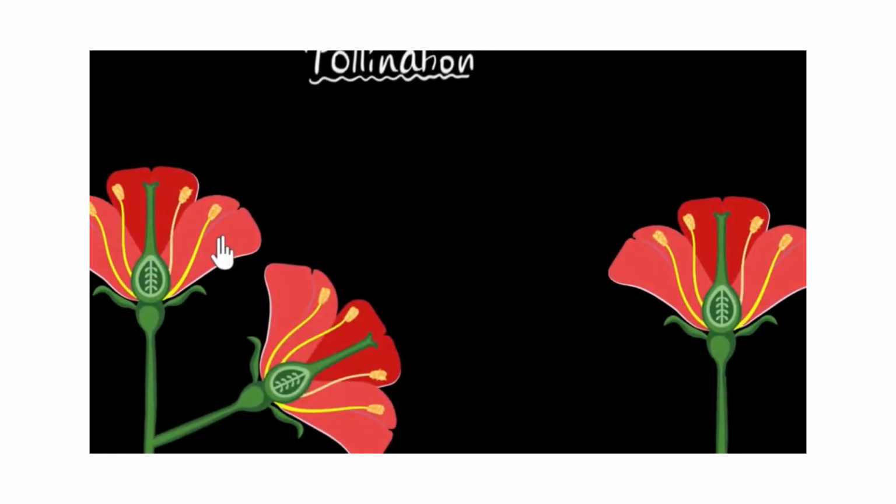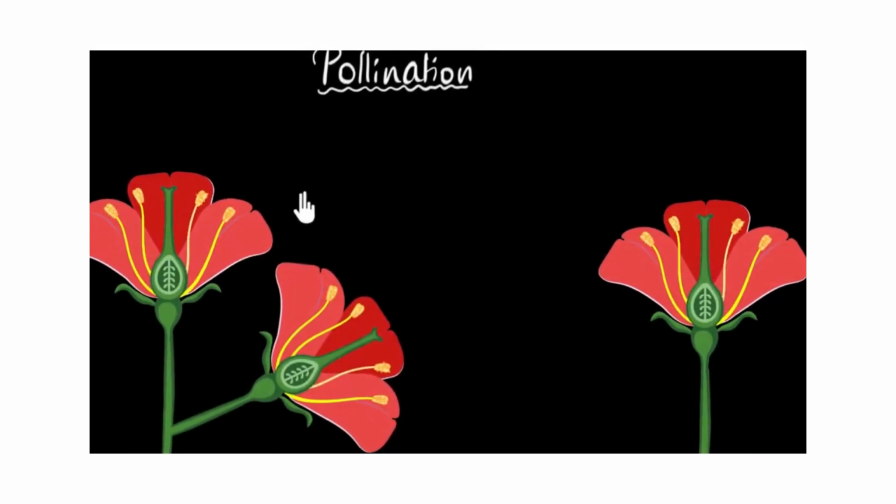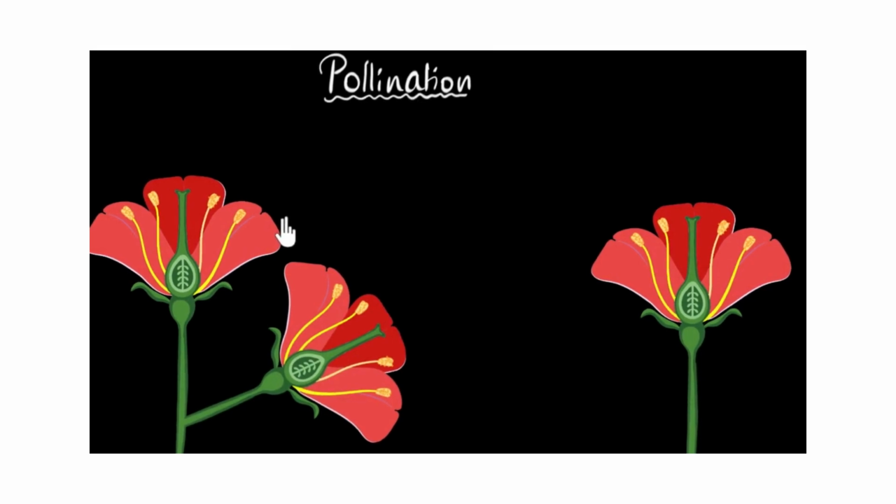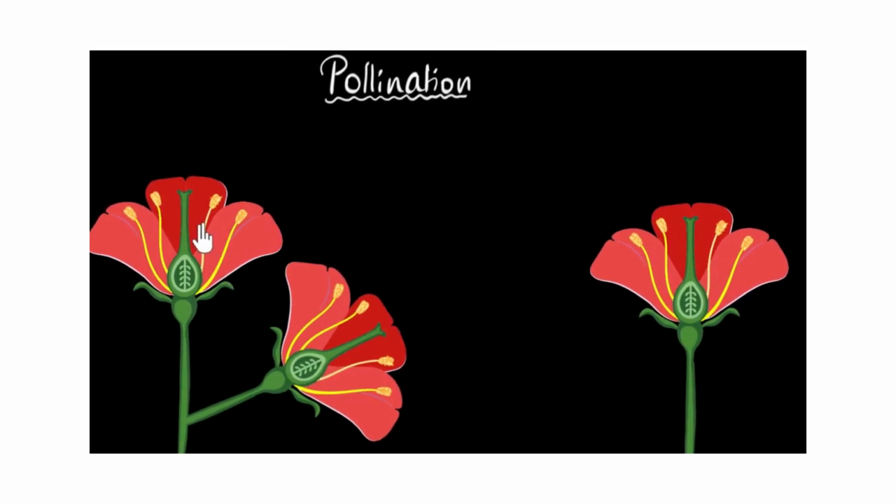Flowers use their beautiful petals and fragrance to attract insects. Why do they do that? Because the insects help them in pollination. So in this video, we're gonna see what pollination is, what the different types are, and how exactly the insects help. So let's start with what is pollination.